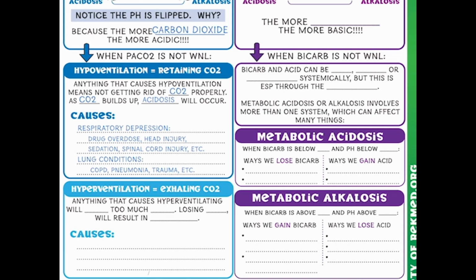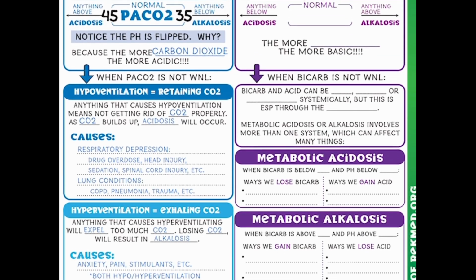With hyperventilation, we're going to see exhaling of CO2, a lot of that. So anything that causes hyperventilation will expel too much carbon dioxide, and losing carbon dioxide is going to result in that alkalosis. So what are causes of hyperventilation? This can be from anxiety or pain, maybe stimulants, and this is both hypo and hyperventilation potentially. These can also be related to our vent settings, our mechanical ventilation settings.